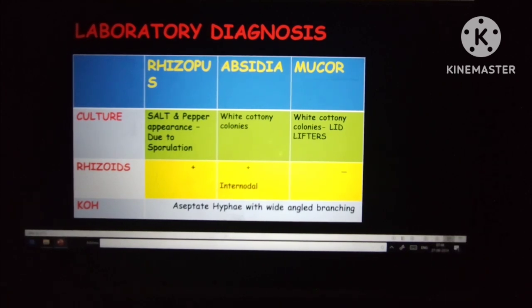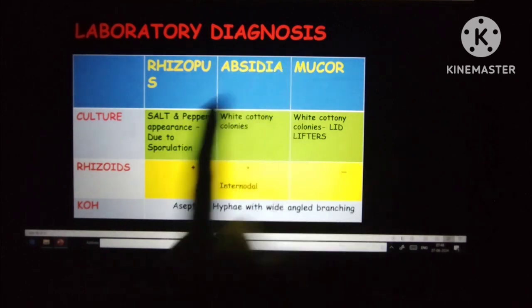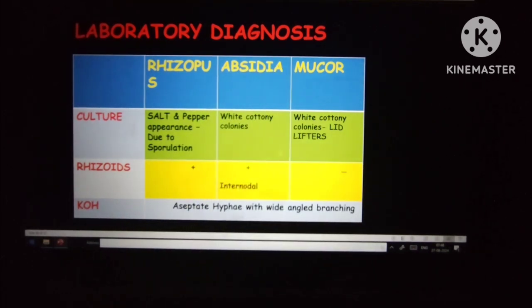Coming to rhizoids, the name itself implies that rhizoids will be present in Rhizopus. Whereas Absidia is internodal, because it has the rhizoids between the nodes. Mucor has absent rhizoids, so that is a clinical key feature for Mucor. There won't be any rhizoids. So here I told: aseptate hyphae with wide angle branching. Whereas Aspergillus has septate hyphae with narrow angled branching, or it can be acute angle branching.